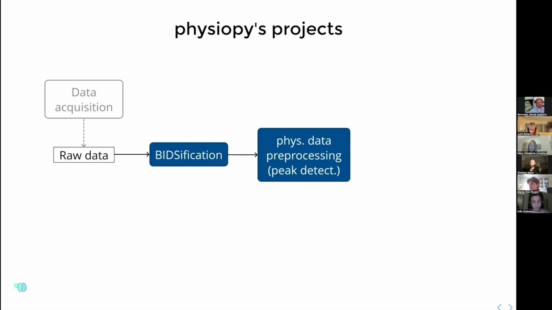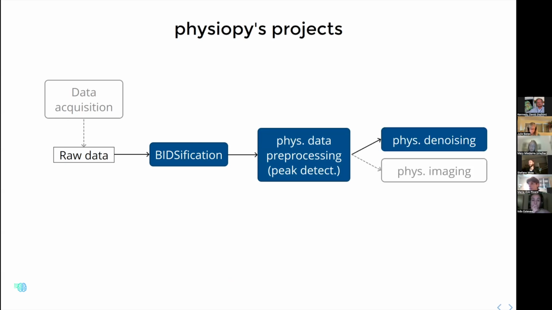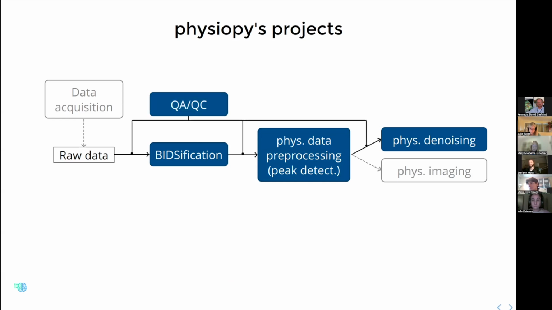We then deal with physiological data preprocessing and peak detection. And after that, we deal with physiological denoising. So we create the models to work in neuroimaging with physiology. We're not covering physiological imaging yet. So for instance, we're not covering CVR computations or other types of usage of physiological imaging. But we will get there eventually. And around all of these processes, we want to pay attention to quality assessment and quality control.